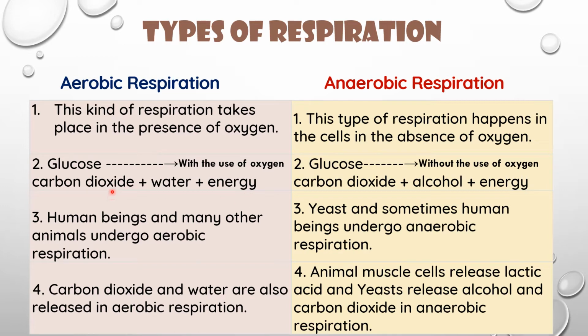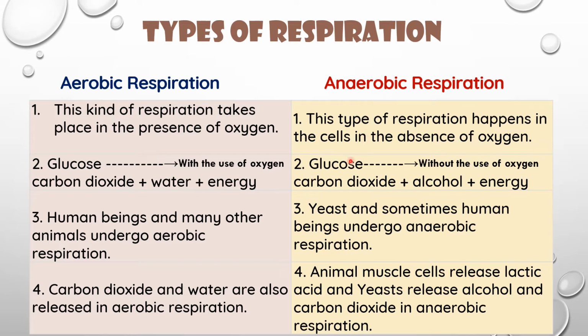In aerobic respiration, when we consume food, the cells break down that food, which is called glucose. That glucose, in the presence of oxygen, gives us energy. At that time we expel carbon dioxide and water, which comes out as sweat. So carbon dioxide, water, and energy are released in aerobic respiration.